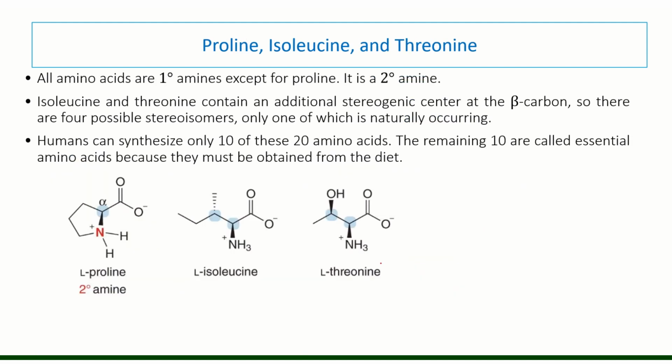Apart from proline, all other amino acids are primary amino acids. So you see proline is secondary because it's got two R groups attached to the nitrogen.